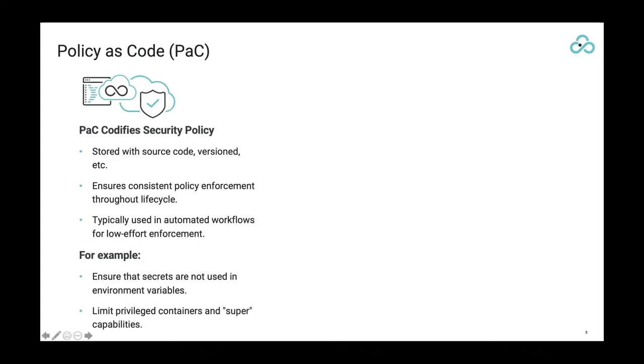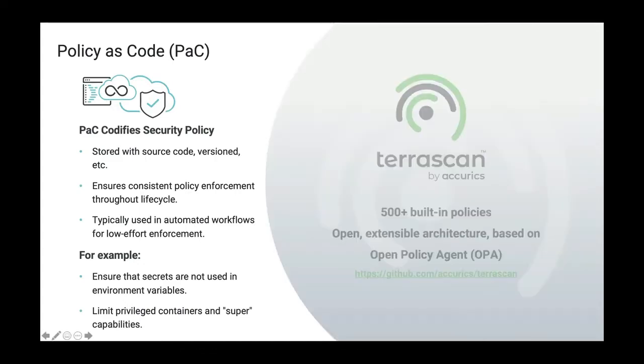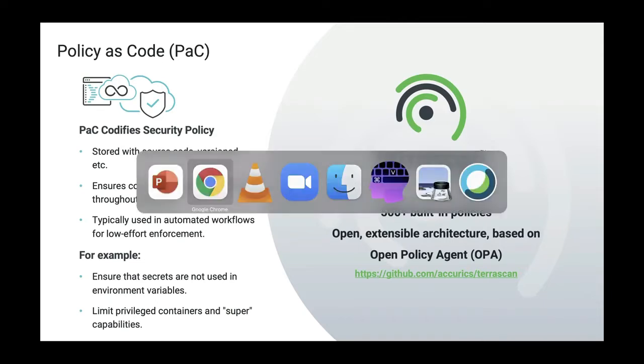So how do we achieve that? We're going to take a look into a framework called OPA, Open Policy Agent, which is going to allow us to do policy as code seamlessly. And we're going to be using an open source project called Terrascan, which uses OPA behind the scenes to achieve this. Terrascan is a project from Accurics, has got 500 built-in policies. It's open, extensible, and it's based on OPA. Let's take a quick look into Terrascan, how it looks.